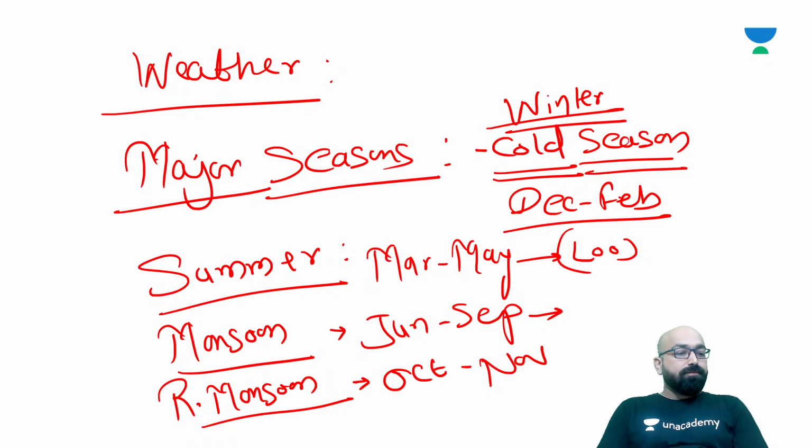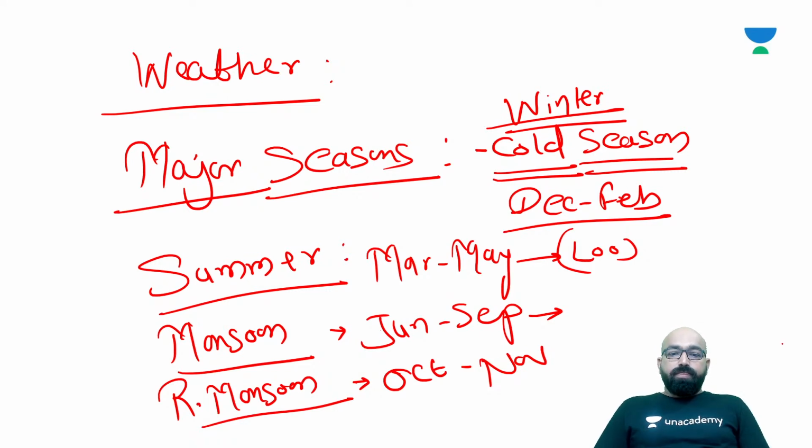And after that, the season of retreating monsoon or autumn. So again, winds move back from the mainland to the Bay of Bengal, and this is the season of retreating monsoon. The southern parts of India, particularly Tamil Nadu and Andhra Pradesh, receive rainfall in this season.